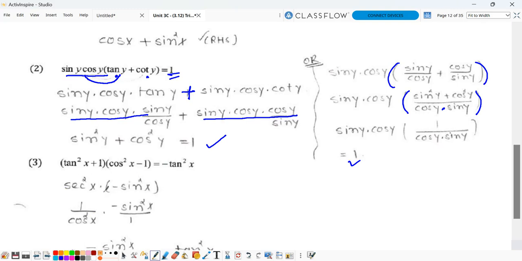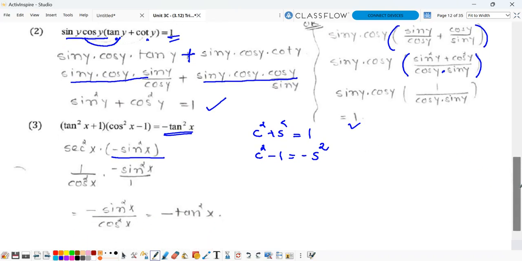Okay, so this is a super cool identity. We are trying to get the answer negative tangent squared. We know that cosine squared plus sine squared is 1. Now this is cosine squared minus 1. So cosine squared minus 1 is negative sine squared. 1 plus tangent squared is secant squared. Secant squared is 1 over cosine squared. Negative sine squared over cosine squared is negative tangent squared.